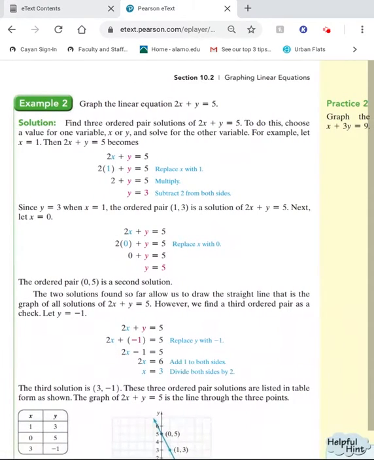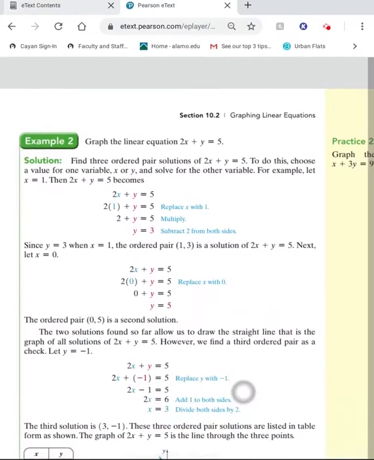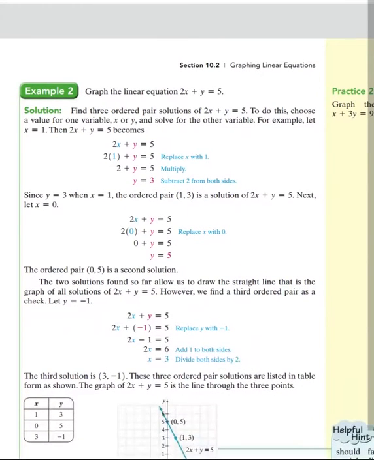So from here on out, I'm going to kind of graph some of these by hand. I'm not going to really use the book. I'm going to go back over to what it would look like on a piece of notebook paper and how we would do it. So let's go over here, and I'm going to show you all how to graph it. This was example 2, and it wants us to graph 2x plus y equals 5.